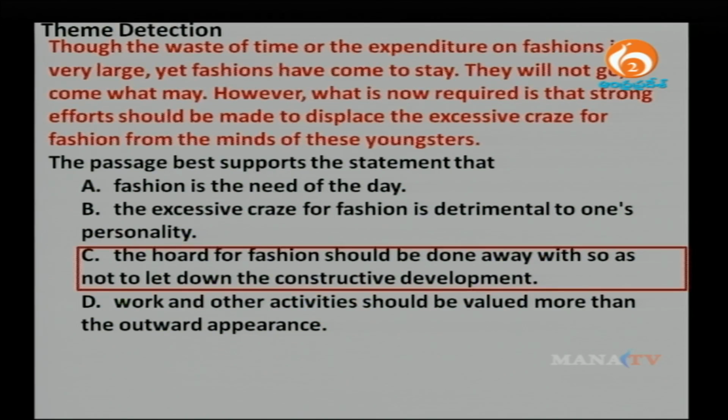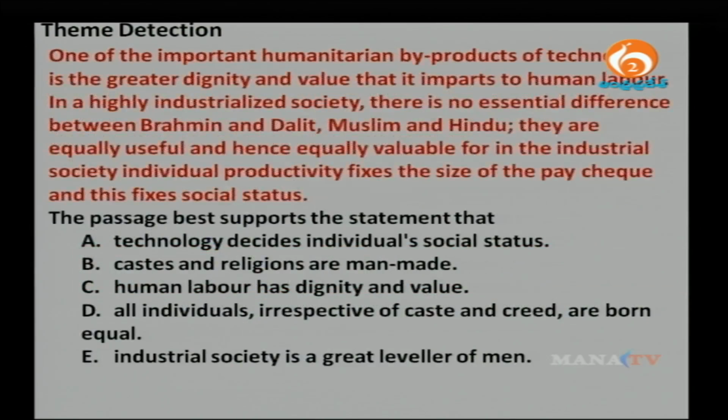All right, the correct answer is the hoard for fashion should be done away with so as to not let down the constructive development. All right, next, theme detection example.